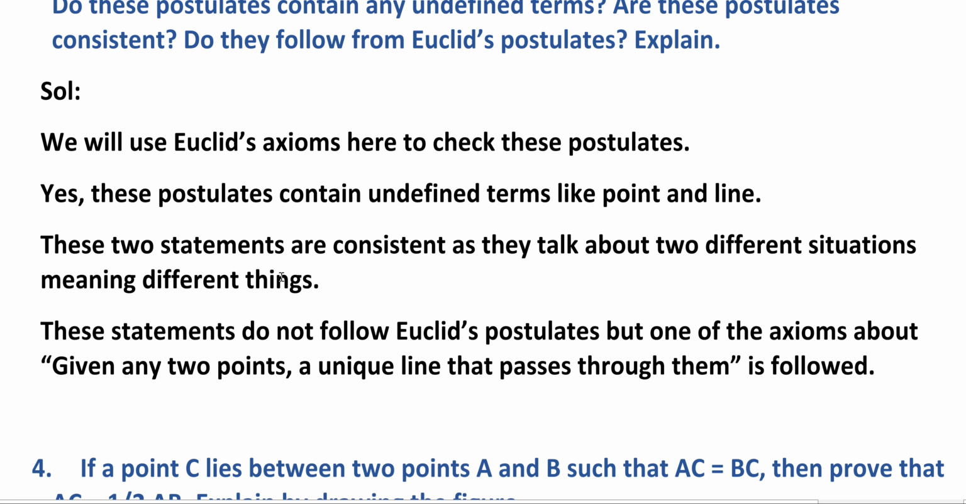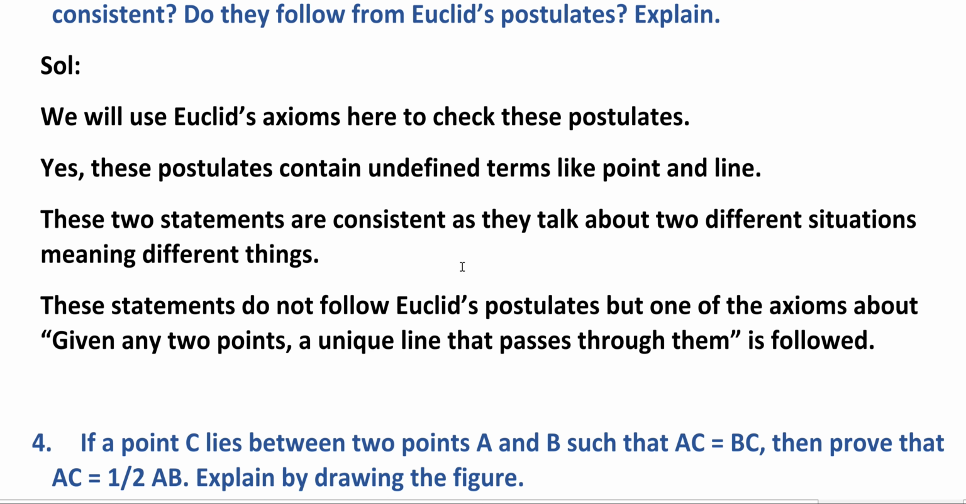Solution. We will use Euclid's axioms here to check these postulates. Yes, these postulates contain undefined terms like point and line. These two statements are consistent and they talk about two different situations. These statements do not follow from Euclid's postulates, but the axiom that given any two points, a unique line passes through them is followed. The first one is okay, the second one is not.